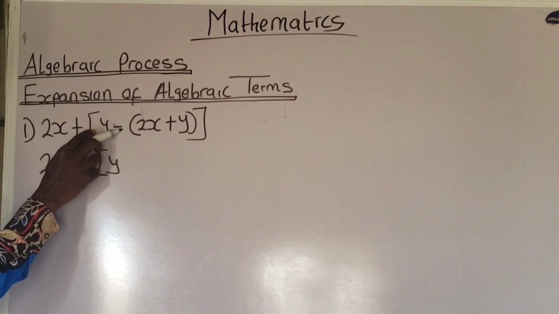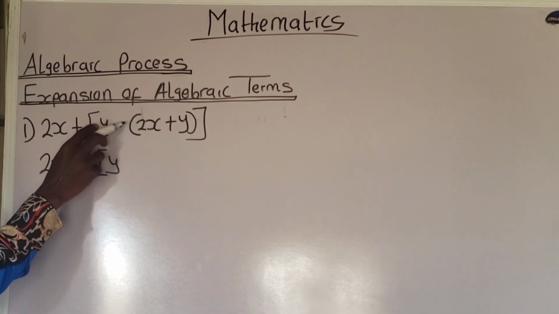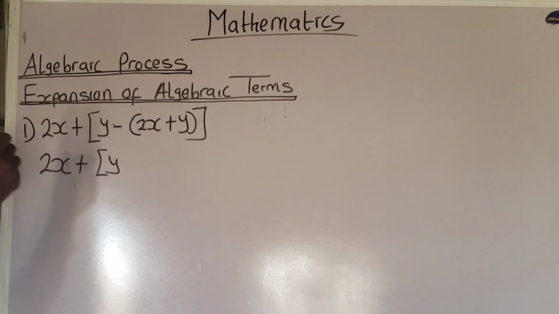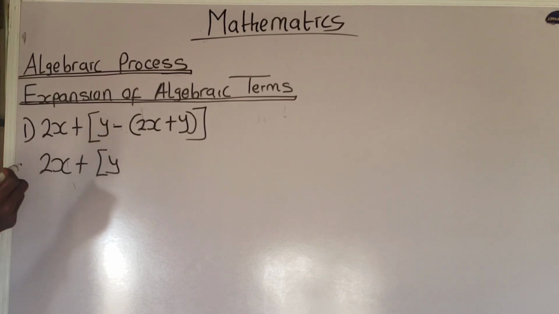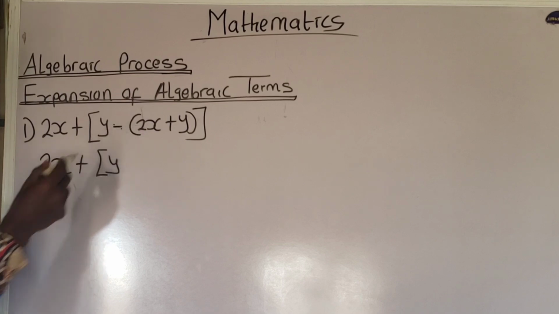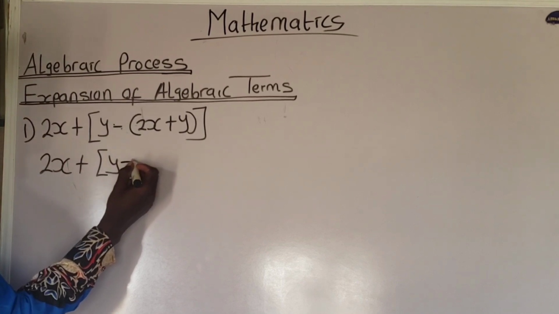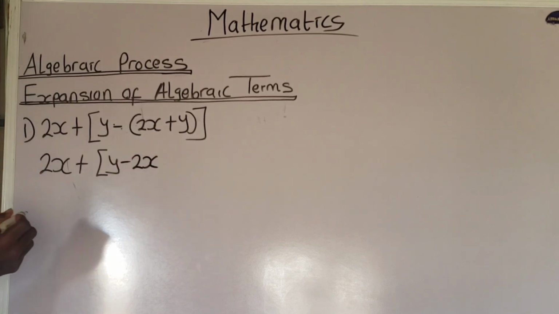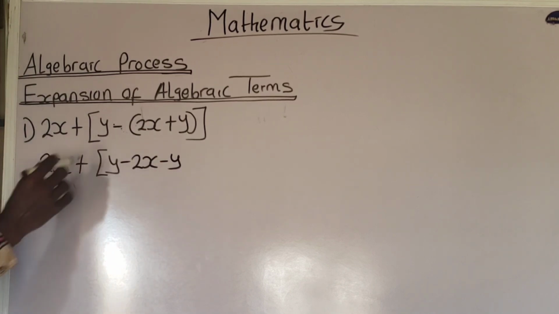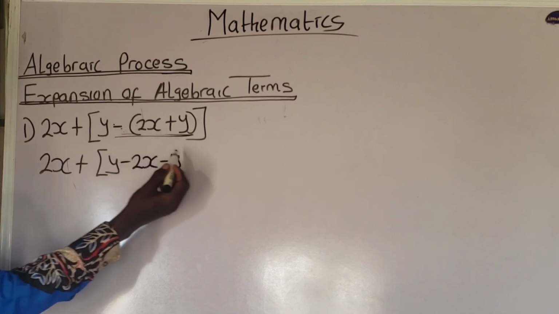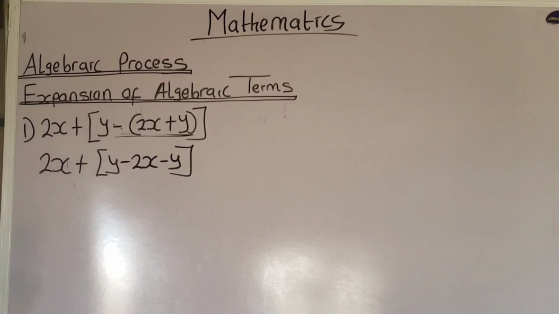Now this bracket has -1. You understand? Though the 1 is invisible, there is a -1 at the front of this bracket. So -1 multiplied by 2x will give me -2x. -1 multiplied by +y, that will give me what? -y. So I'm done with this bracket now. So I'm going to have this.